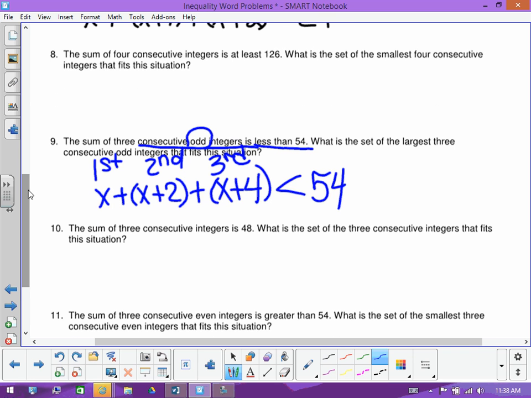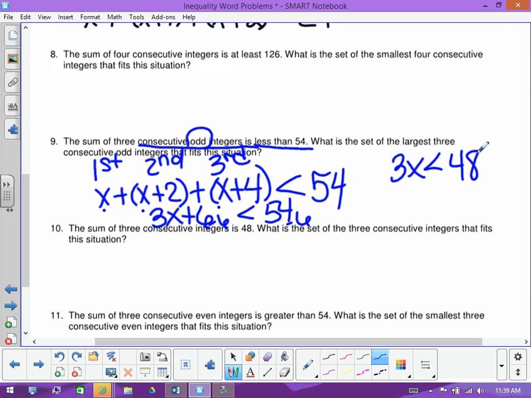On number 9. How many x's do we have here? 3. So we have 3x plus what? Plus 6 is less than 54. Okay? Now what are we going to do to both sides? Subtract 6. So if we subtract 6, we're going to have 3x is less than what? 48. Okay, 48. And then how do we get rid of the 3? Okay, so if we divide, x is less than 16.